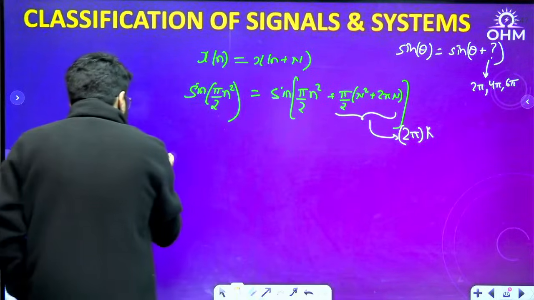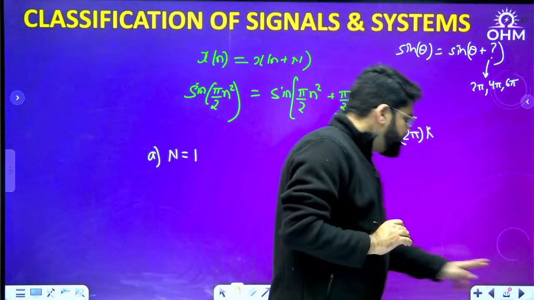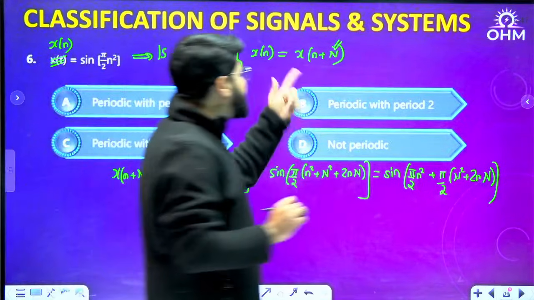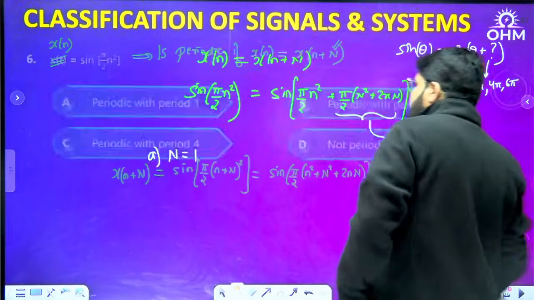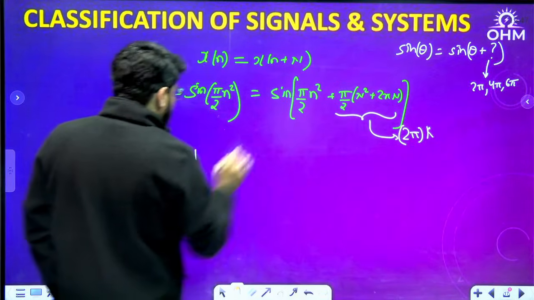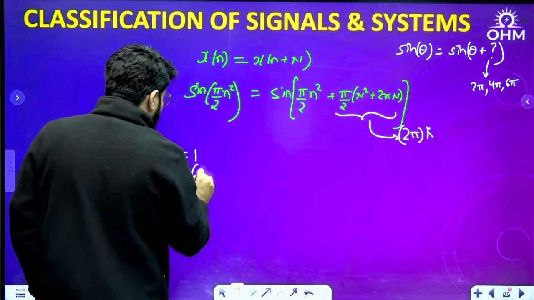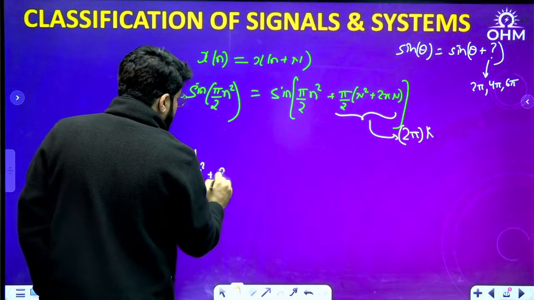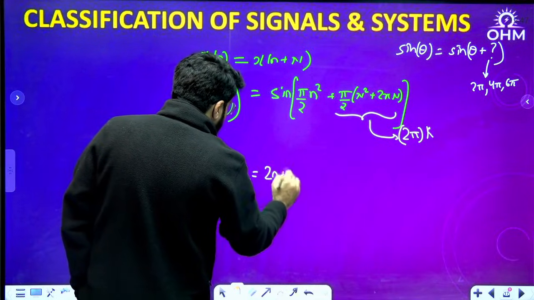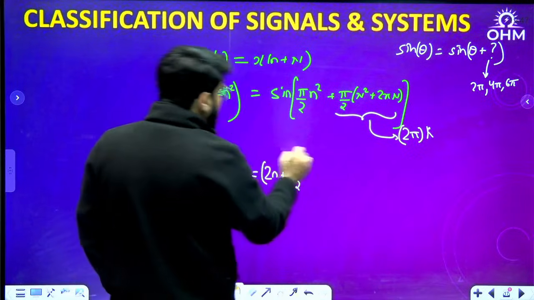Now see, option number A. Suppose this is periodic with period N equal to 1. It is periodic with period 1 or 2 or 4 or not periodic. Let me say, suppose the period is 1. Then whatever this extra factor, I will just consider that extra factor, pi by 2 times (N square plus 2nN). What is N square? 1 square plus 2n into 1. So what I get here is 2n plus 1, 2n plus 1 into pi by 2. 2n plus 1 means some odd multiple of pi by 2.